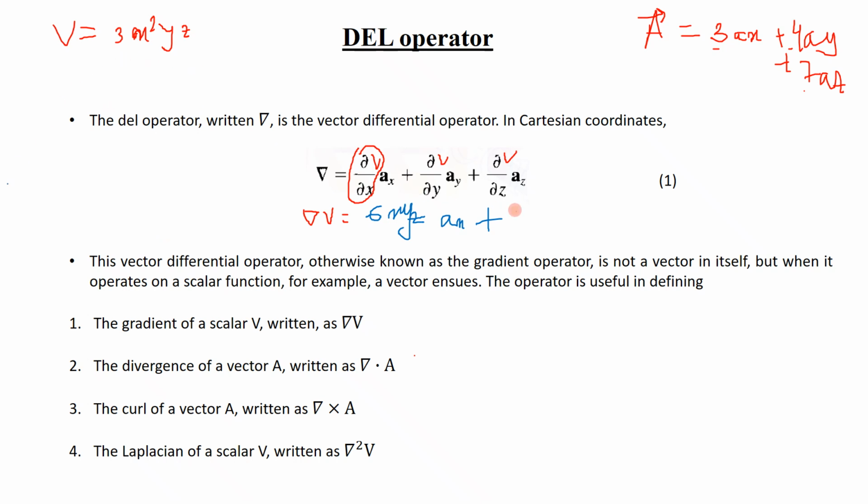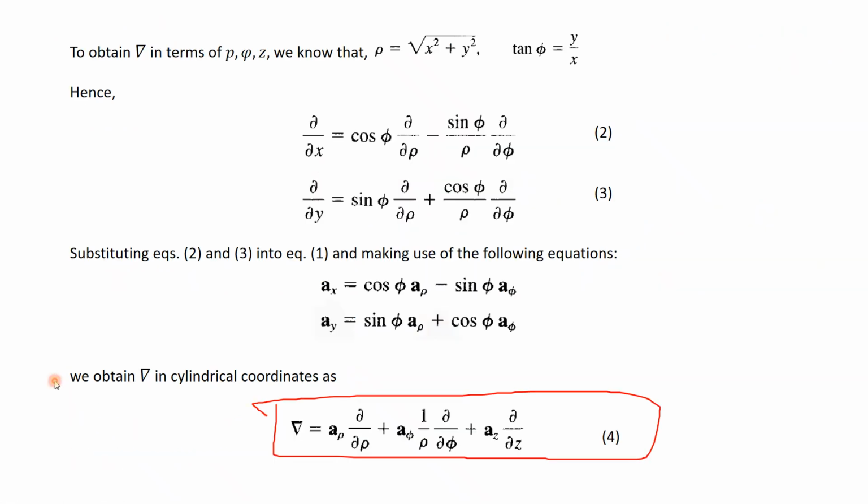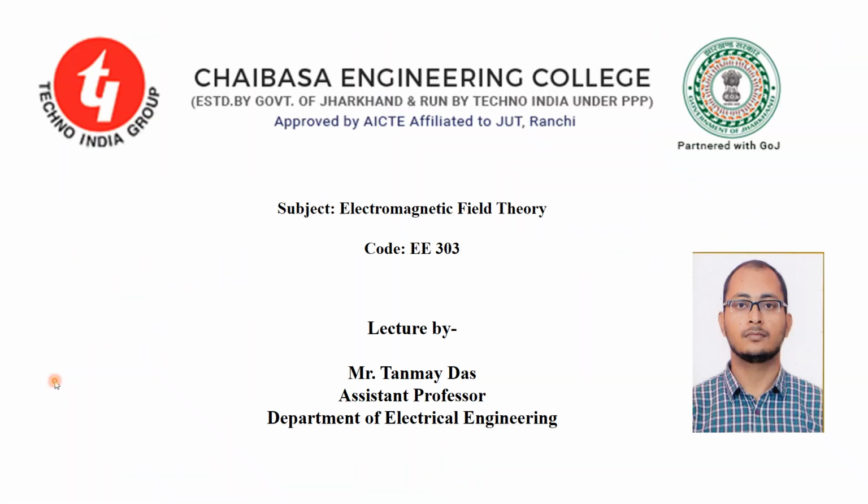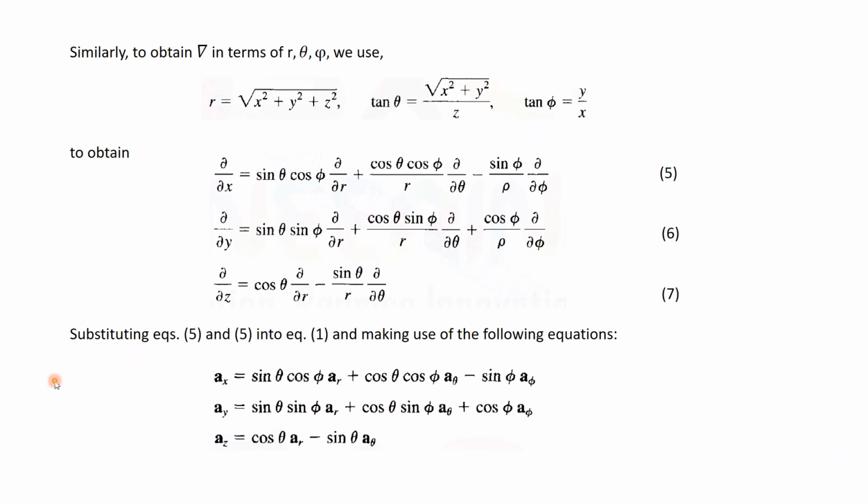Okay, so now if you do the partial derivative of this V with respect to y, then what we can get? We can get 3x square z, isn't it? Then unit vector y plus partial derivative of V with respect to z, you will get 3x square y, because z will be eliminated, and unit vector z. So this is the representation of the del operator.